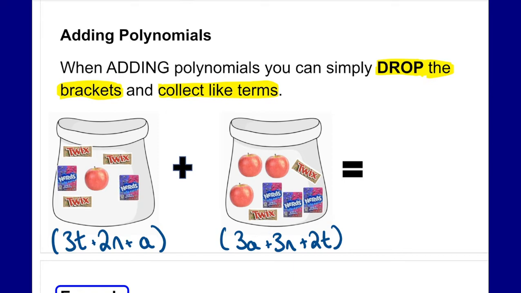Well, if I want to combine the bags, I just need to add up each one or combine them. So brackets don't really mean anything when I'm adding. Because if I have 3 Twix plus 2 Twix, I'm going to end up with 5 Twix. 2 nerds plus 3 nerds is 5 nerds. And 1 apple plus 3 apples is 4 apples. So together, you and your friend have 5T plus 5N plus 4A, or 5 Twix, 5 nerds, and 4 apples.